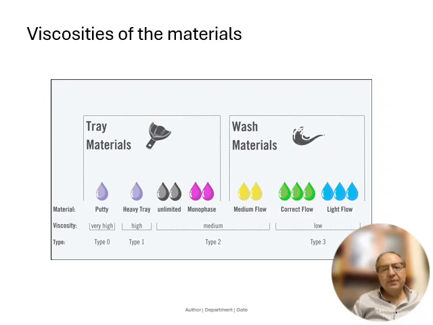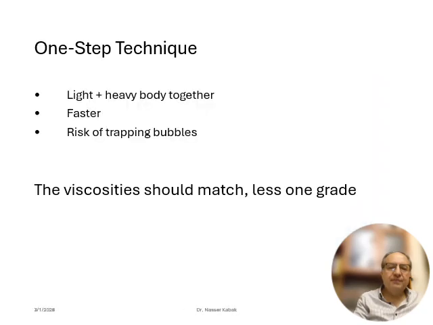So to sum up, we have tray materials and we have wash materials. Tray materials are the putty and the soft putty, heavy body, and monophase also, while the wash materials are the medium phase, light body, and extra light body. And we should make the appropriate decision regarding the mixture of each one of them.